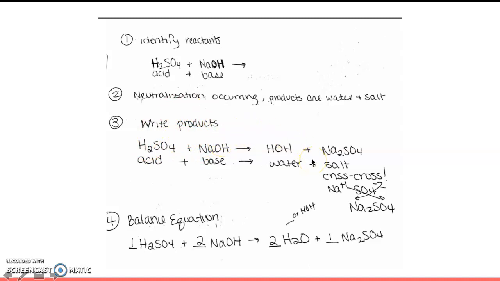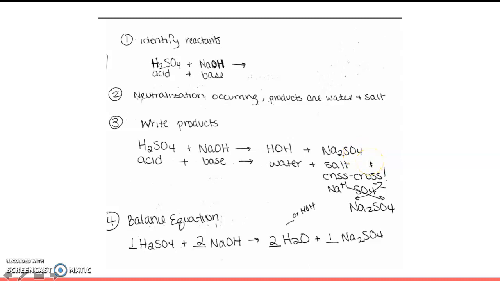Now, here's where you got to pause a second and do your crisscross. So sodium is group 1. It has a +1 charge. Sulfate is a polyatomic ion from table E. It has a -2 charge. We crisscross and we get Na2SO4. That is our salt.